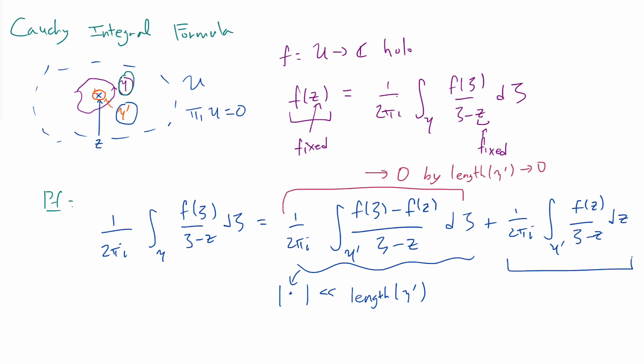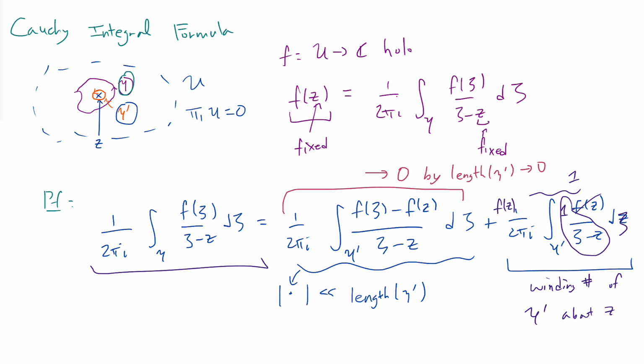And now let's look at this part. When I factor out f of z outside, and I change this to just 1, then what we see is 1 over 2 pi i times the integral over gamma prime of 1 over zeta minus z d zeta, and this is just a winding number, right? This is just the winding number of gamma prime about z, and we know this is 1, just by assumption. So this entire thing is 1. So what we see here is that this entire thing is 0 plus f of z times 1. So this is just f of z. And that's the Cauchy integral formula.